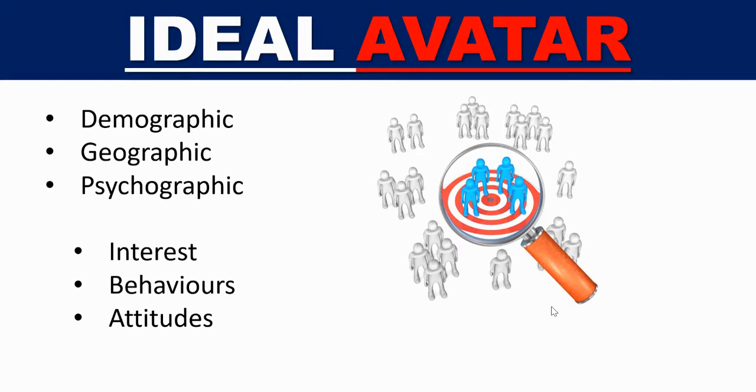And with this information, you can craft an ideal avatar, an exact person that your products or services are best suited towards. There's obviously a structured way to go about figuring this out, but this video is just to give you an idea of what you need to do to effectively market online. So that's the first step. Identify your ideal target audience, basically.